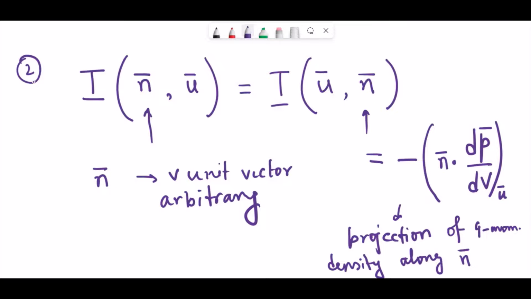So plug in the full velocity of an observer, and it gives us the momentum density, or the negative momentum density, with respect to that observer. In the remaining slot, plug in an arbitrary unit vector, and that will give you the projection of the momentum density along that direction of the unit vector. So that's point number 2. Let's go on to point number 3.